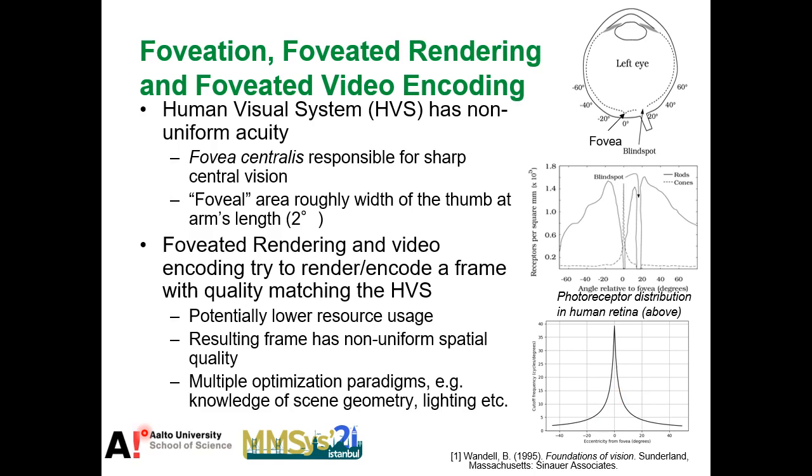Foveated rendering and foveated video encoding attempt to respectively render and encode images so that their quality profile matches that of the human visual system. These techniques can potentially reduce resource usage and improve user experience. Further, these approaches can be applied and optimized in multiple ways, for example by considering scene geometry and lighting information, or in case of video, saliency.